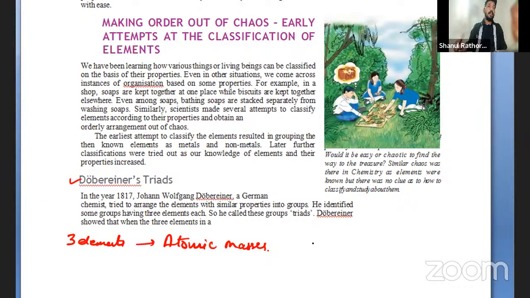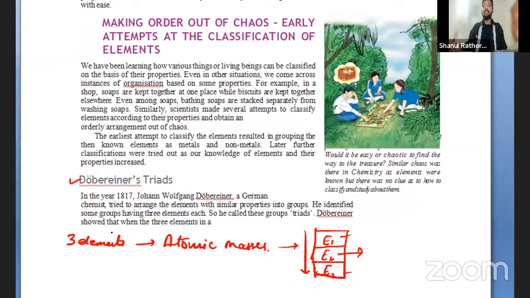So as we can draw right here, if I draw a specific table of 3 elements, we have element 1, element 2, and element 3. They are arranged in increasing atomic masses, and they have similar properties. And the middle one has the arithmetic mean of these 2 specific masses, right?